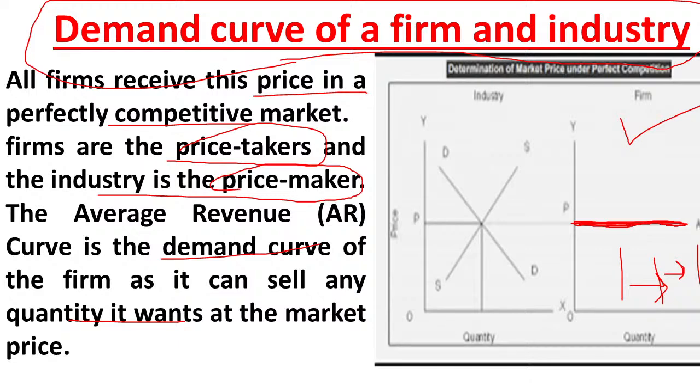When it comes to the industry, the demand curve is downward sloping, because when the price increases, demand is going to decrease, and any decrease in the price leads to an increase in demand. Because of this character, the demand curve in a perfect competition market is downward sloping, and the supply curve is upward sloping. So this is about the demand curve of a firm and industry in a perfect competition market.